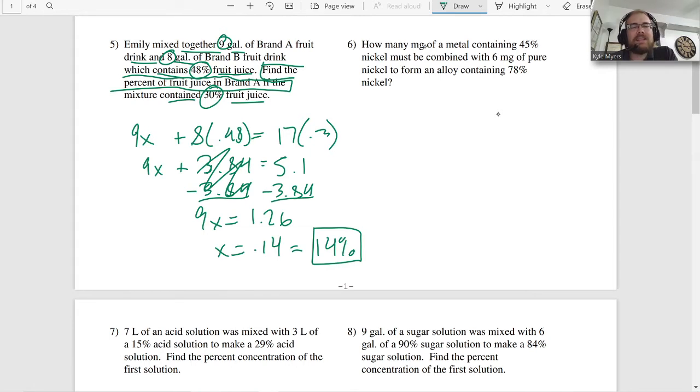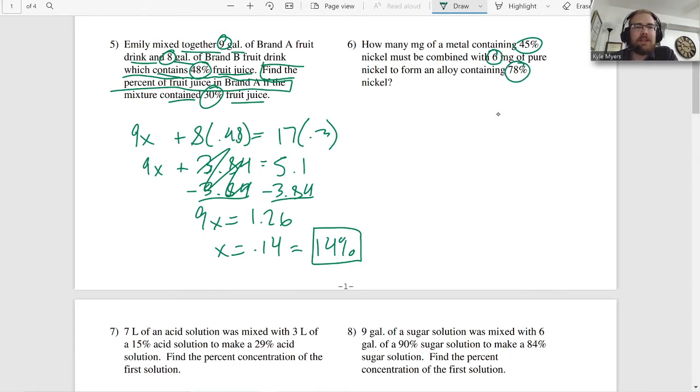How many mgs? Is that micrograms? No, that would be mcg. Why can I not think? Milligrams. There we go. Milligrams. I live in America. Sorry. We don't use metric. It would make way too much sense for us to use metric.